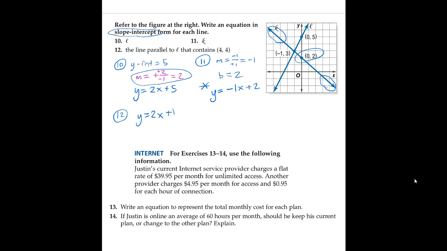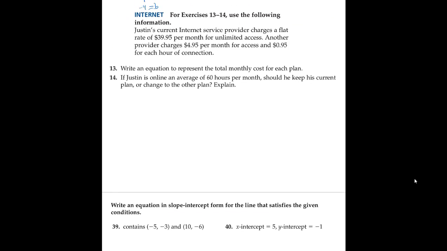Well, let's say we don't know the y-intercept, but we do know it passes through 4, 4. So we can just plug in the point 4, 4 and solve. Let's see what the y-intercept has to be. If it has a slope of 2 and it passes through that point, then 4 equals 8 plus b. We subtract the 8. We get b equals -4. Oh, there we go. It's y equals 2x minus 4. Woohoo!